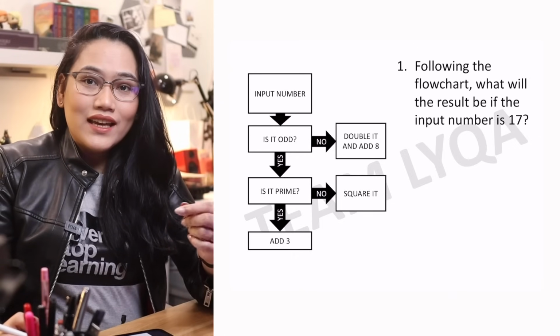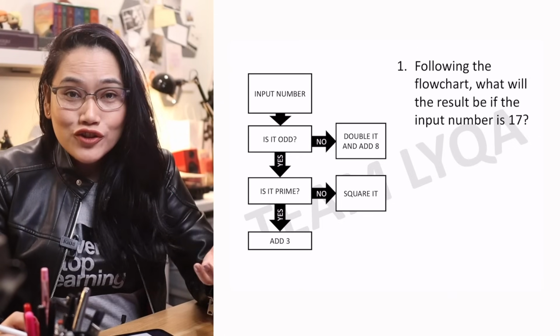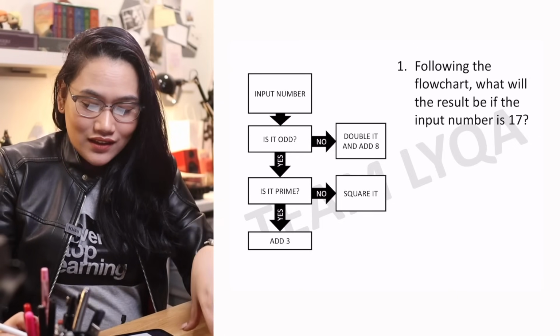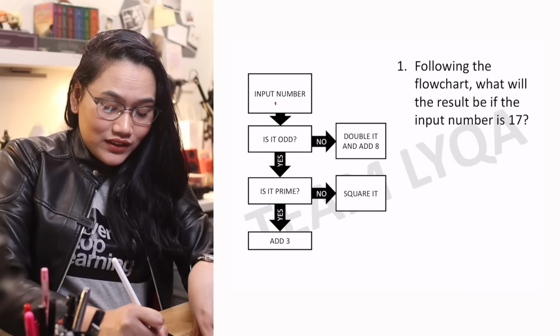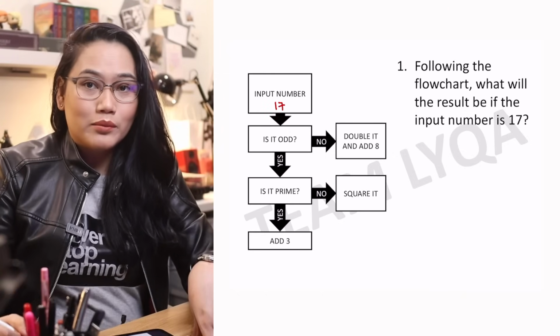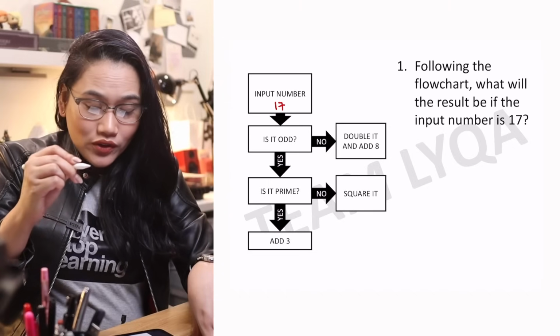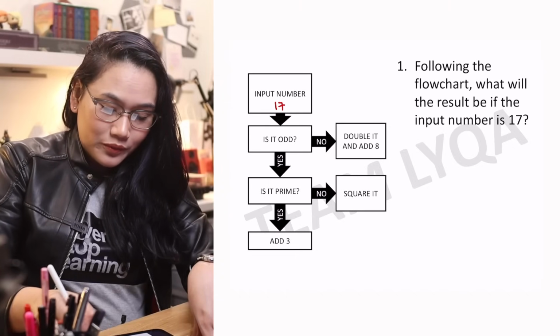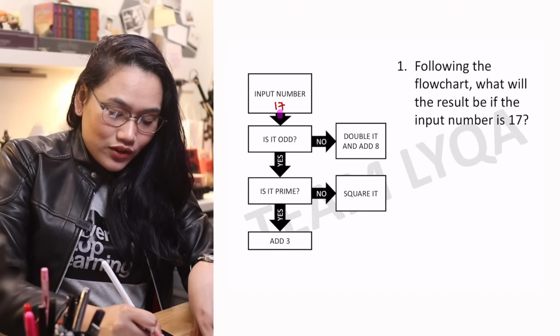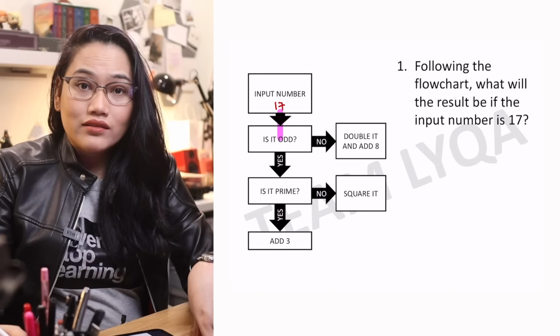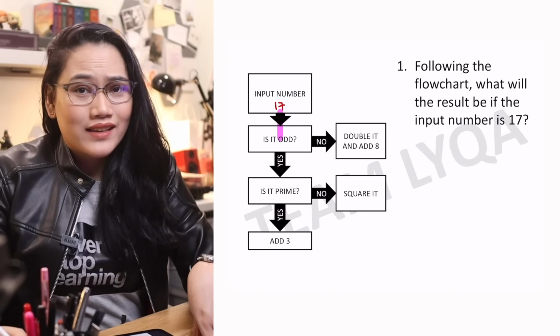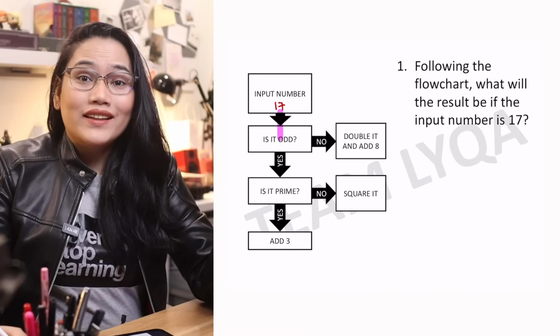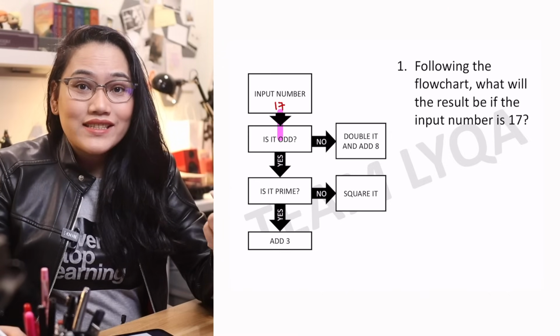Ang gagawin lang natin ay susundan natin yung journey na yan ng input number ng 17. Ibig sabihin, pwede natin ilagay yung 17 dito as our input number. And then, we're just going to go with the flow. Dito sa baba, ang unang tanong, is it odd? Now, odd number ba ang 17? Siyempre, hindi. Kasi yung last digit niya ay 7.